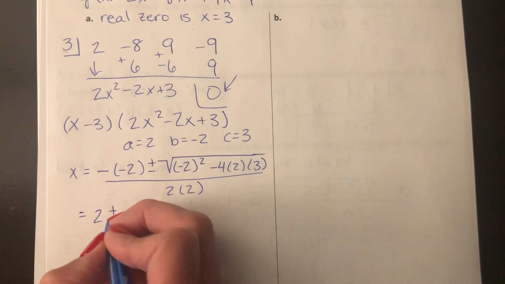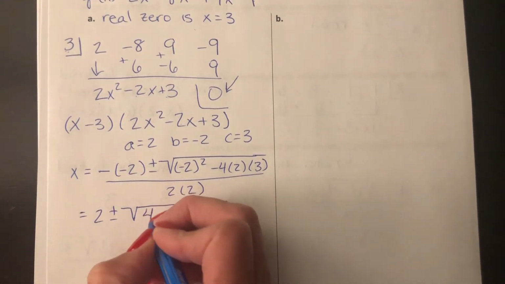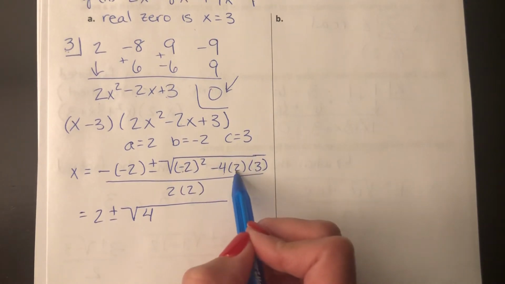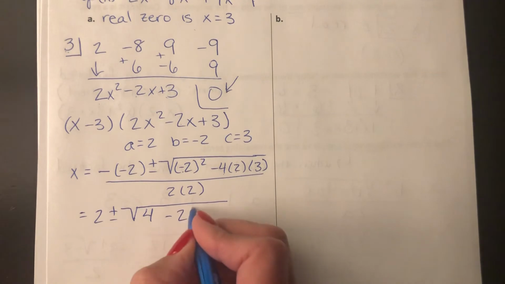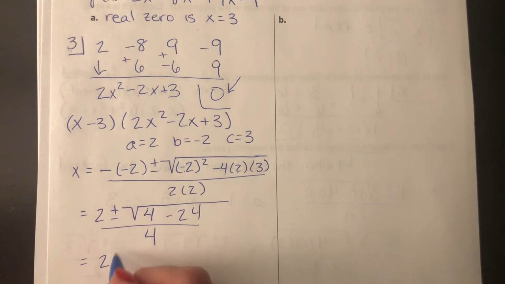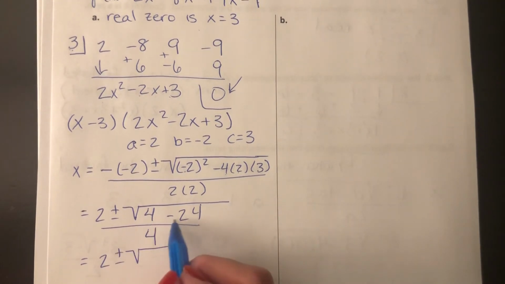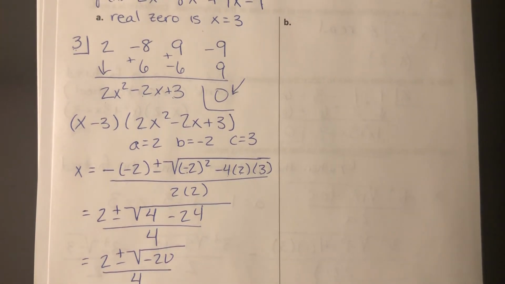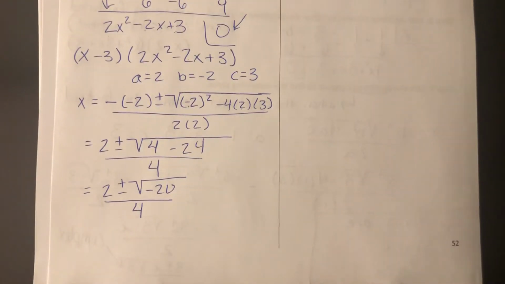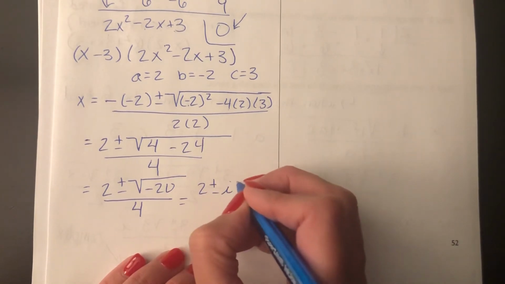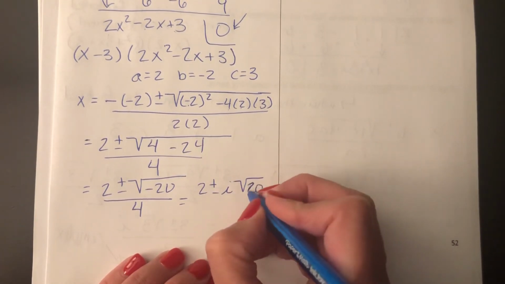Okay, then we're going to simplify. Negative makes a positive. -2 squared is positive 4. That's like saying -2 times -2. And then -4 times 2 times 3 is -24. All over 2 times 2 is 4. Then you have 2 plus or minus the square root of 4 minus 24, which is -20, all over 4. You cannot have the square root of a negative, so this becomes the imaginary unit i times the square root of 20.